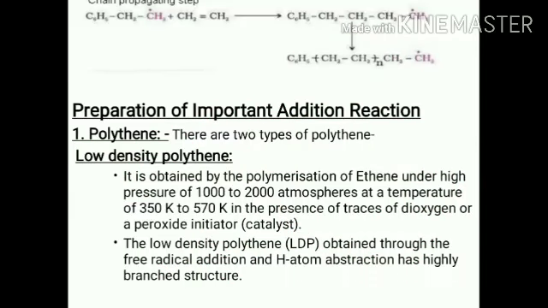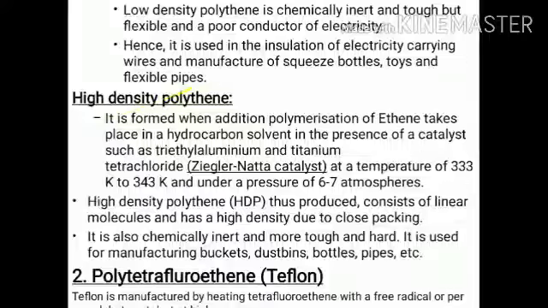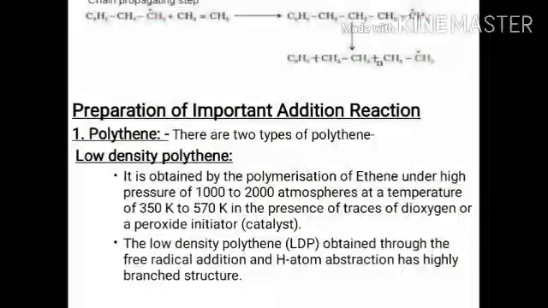Now there are two types of polythene. First one is low density polythene, second one is high density polythene. How is low density polythene formed? Low density polythene is formed at high temperature, 1000 Kelvin, and 350 atm pressure. It is obtained through a free radical addition reaction, and it has a highly branched structure.